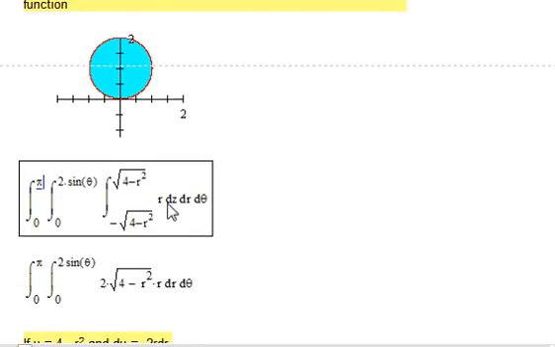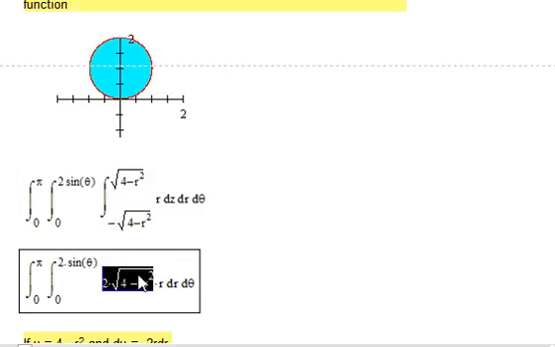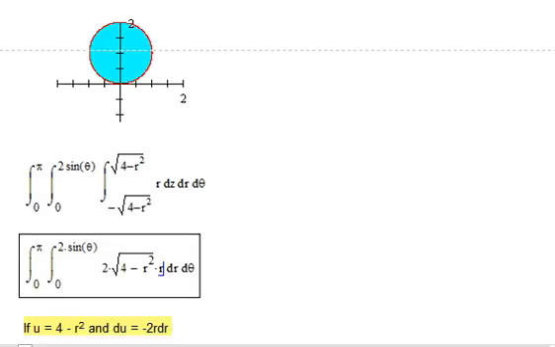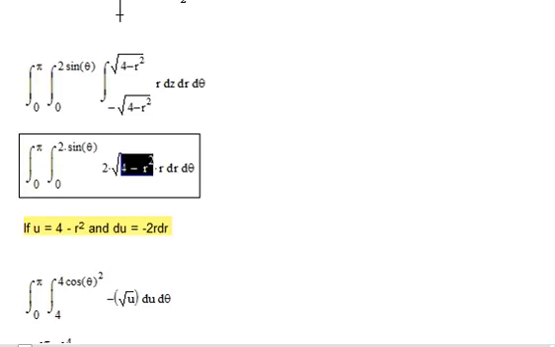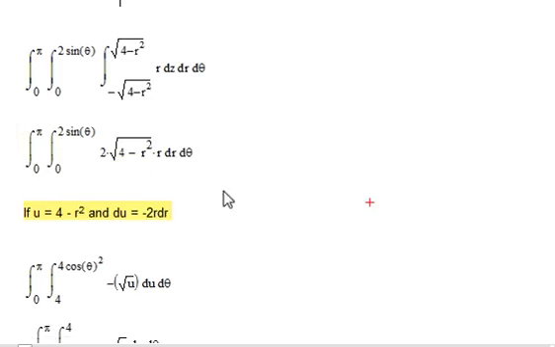So when we integrate this with respect to z, we just get z, and z going from square root of 4 minus r squared to negative square root of 4 minus r squared would give us square root of 4 minus r squared minus negative, so plus square root of 4 minus r squared, or two of those things. Then we want to integrate times r dr d theta. A few things to comment on. If u equals what's under the radical, and du is negative 2r dr, that will make this integration come out pretty nicely. I'm going to substitute for my limits as well.